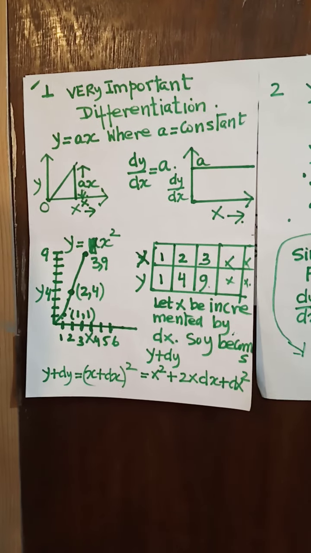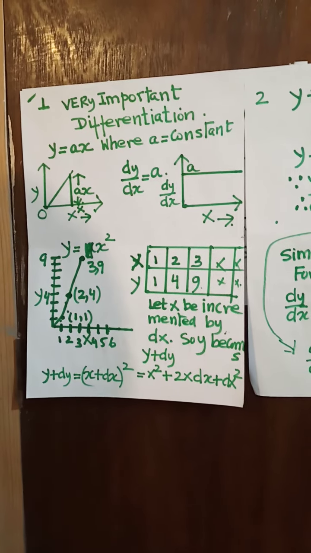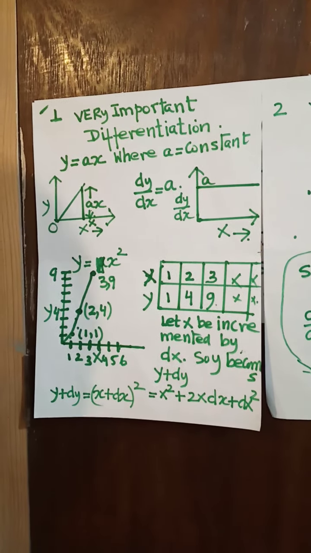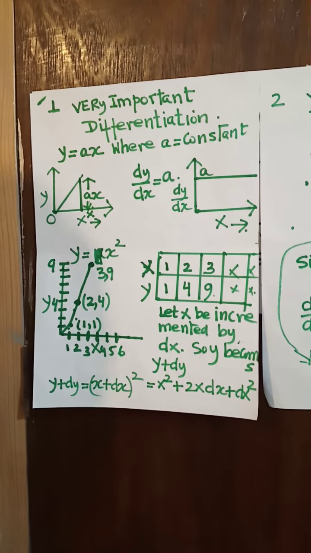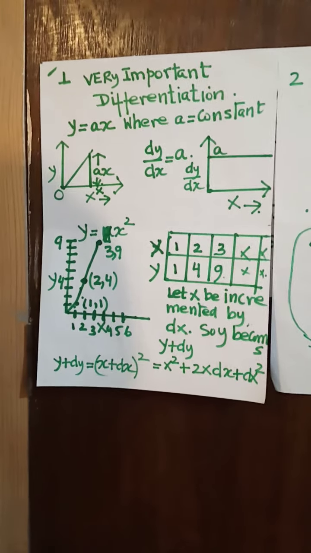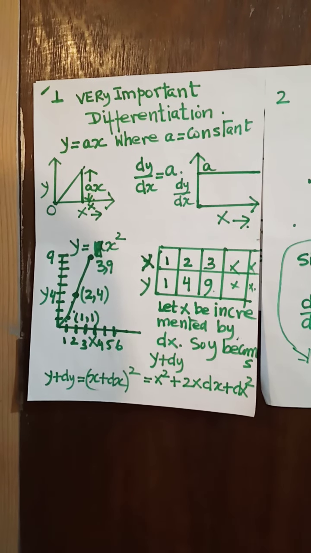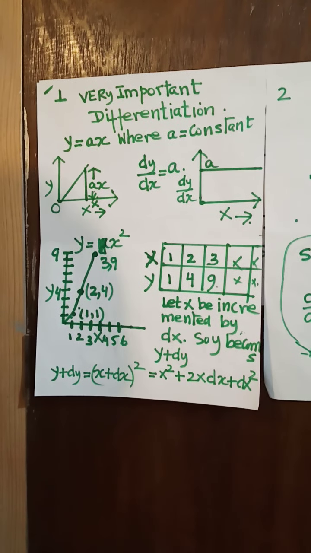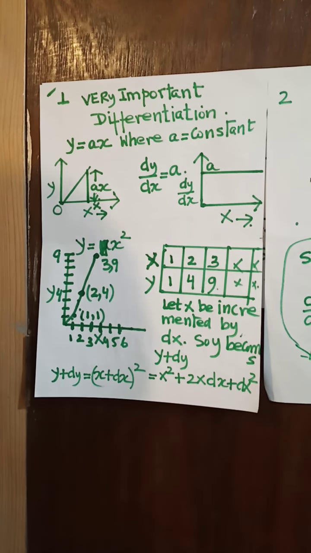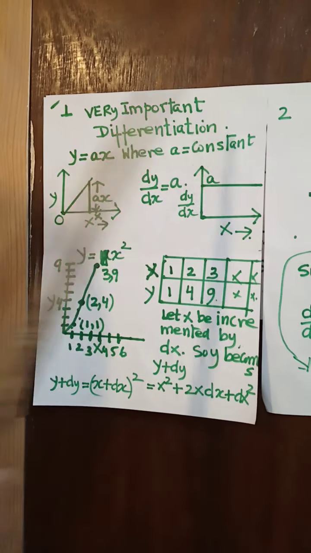Hi, dear children. Now, before we go to understand the function of the alternating current, how we get alternating current when the coil is rotated through a magnet and all this, we have to be very well versed with differentiation. See here, y is equal to ax, where a is constant.